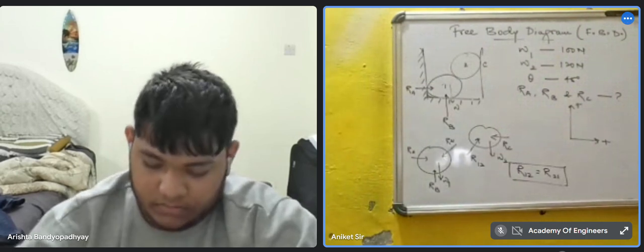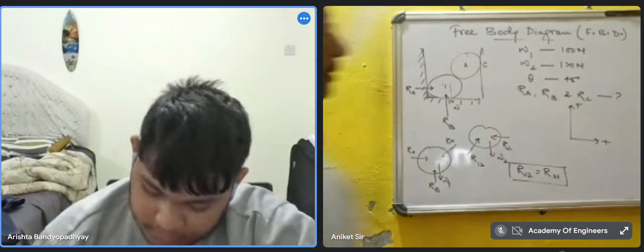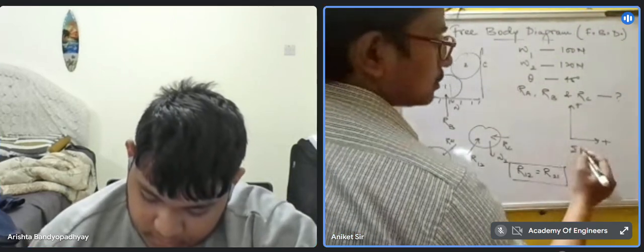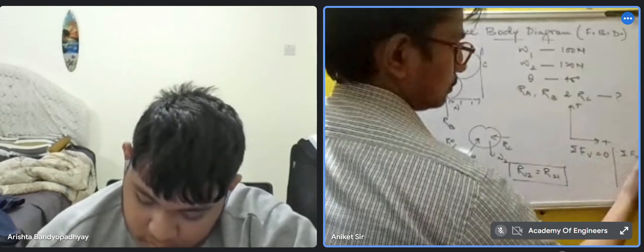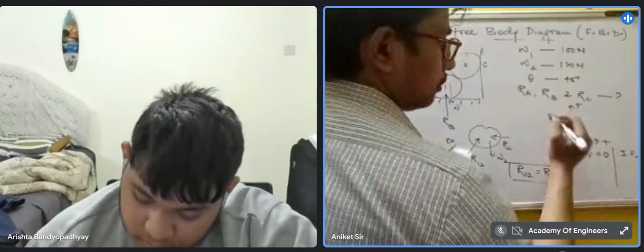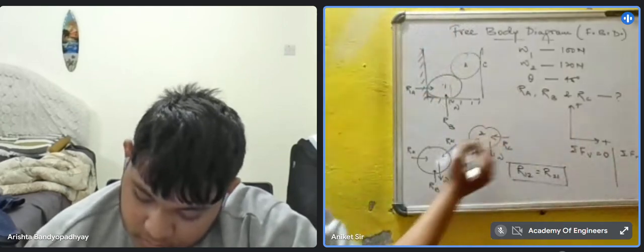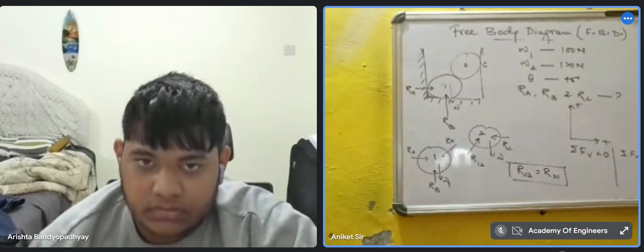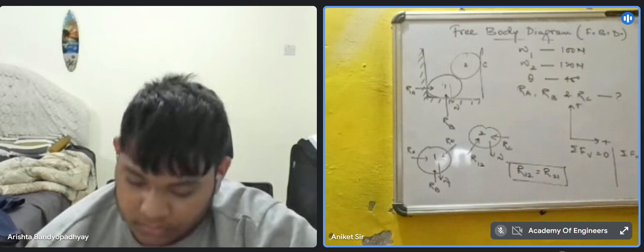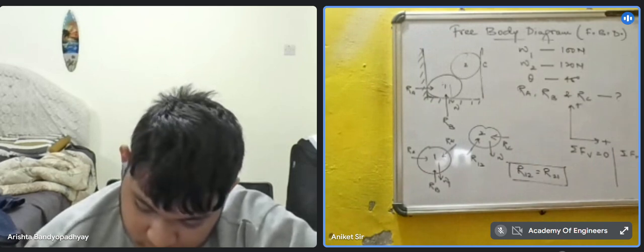Summation FV is 0, summation FH is 0. First of all, for ball 2, then for ball 1. You just do it. If there is any problem, then tell me.